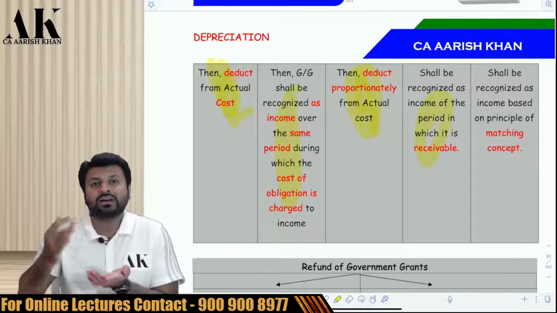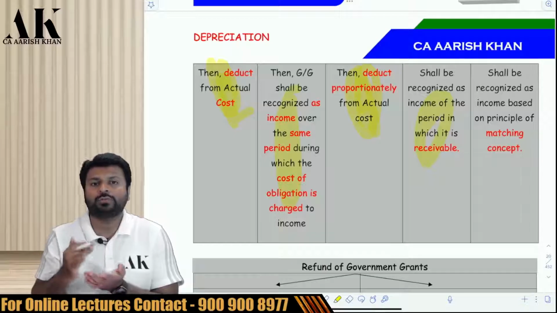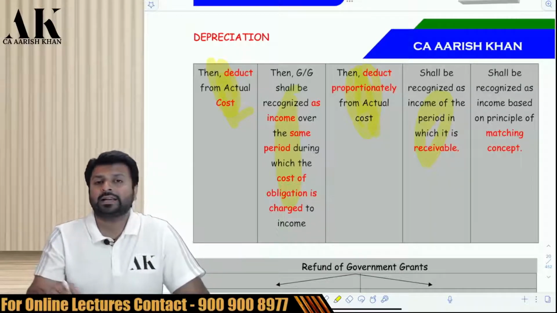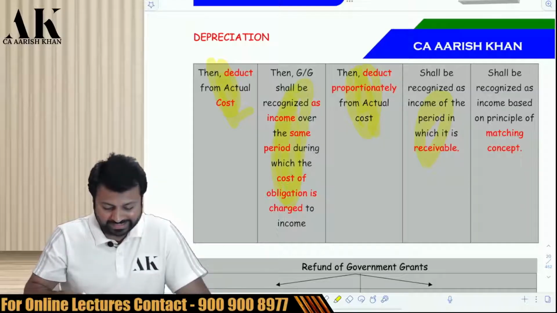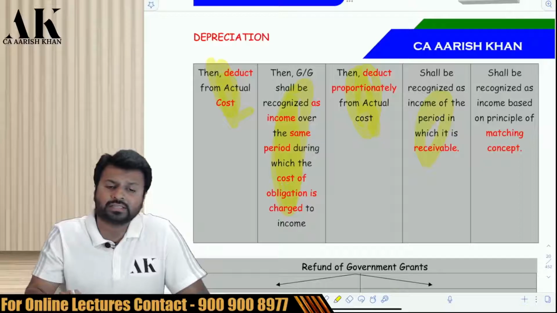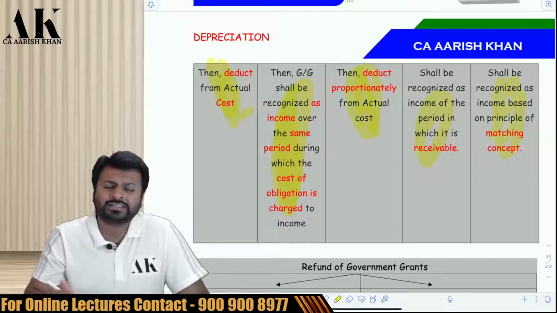So the moment you start to buy those things, you will charge to your P&L, and the moment you start to charge to your P&L, you will also credit your P&L by recognizing that as an income. So here it is slightly complicated. It should be recognized over the same period during which the cost of obligation is charged to income. And then the balancing figure, if any, you have to follow the accounting system, that is the matching concept.